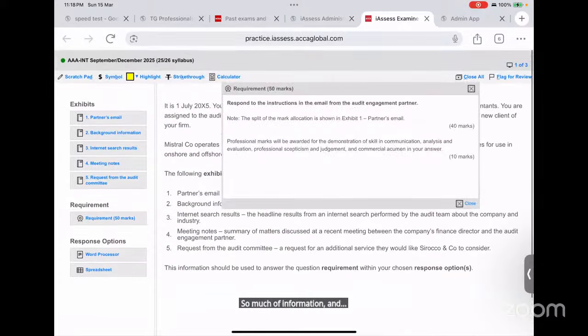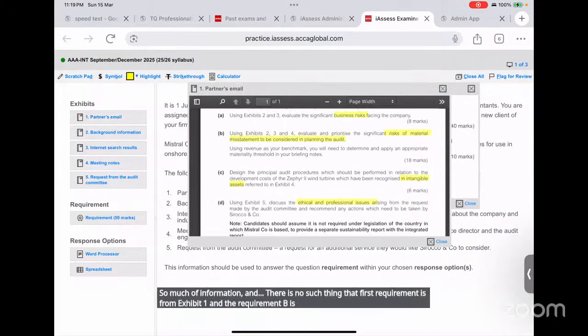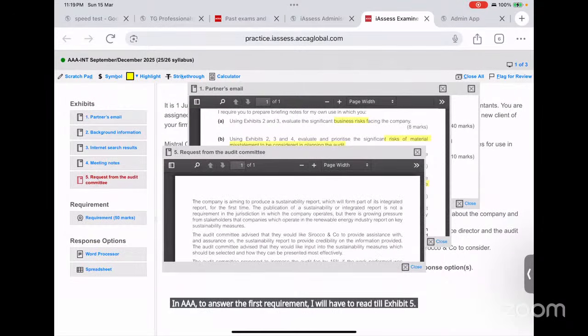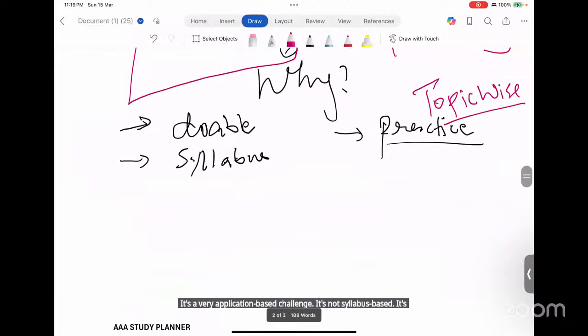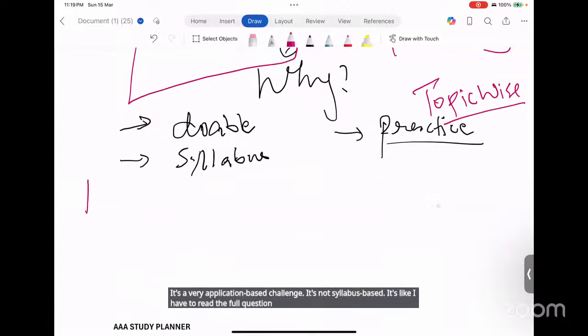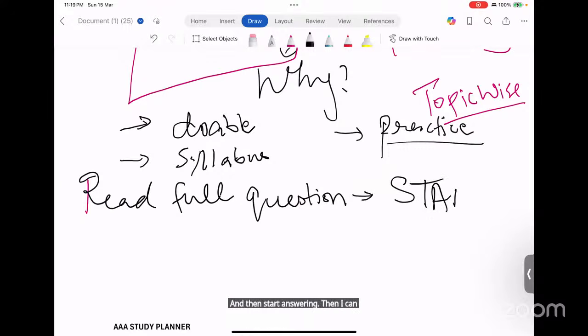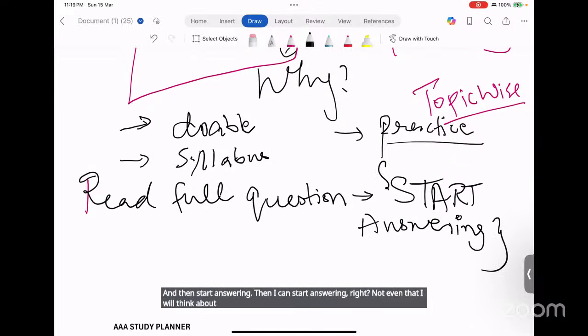And there is no such thing that the first requirement is from exhibit 1 and requirement B is from exhibit 2, like in SBR, where that used to be the case. In AAA, to answer the first requirement, I will have to read till Exhibit 5. It's a very application-based challenge. It's not syllabus-based. I have to read the full question and then start answering. Not even that I will think about answers. I have to start answering only once I'm done with the reading of the full question.